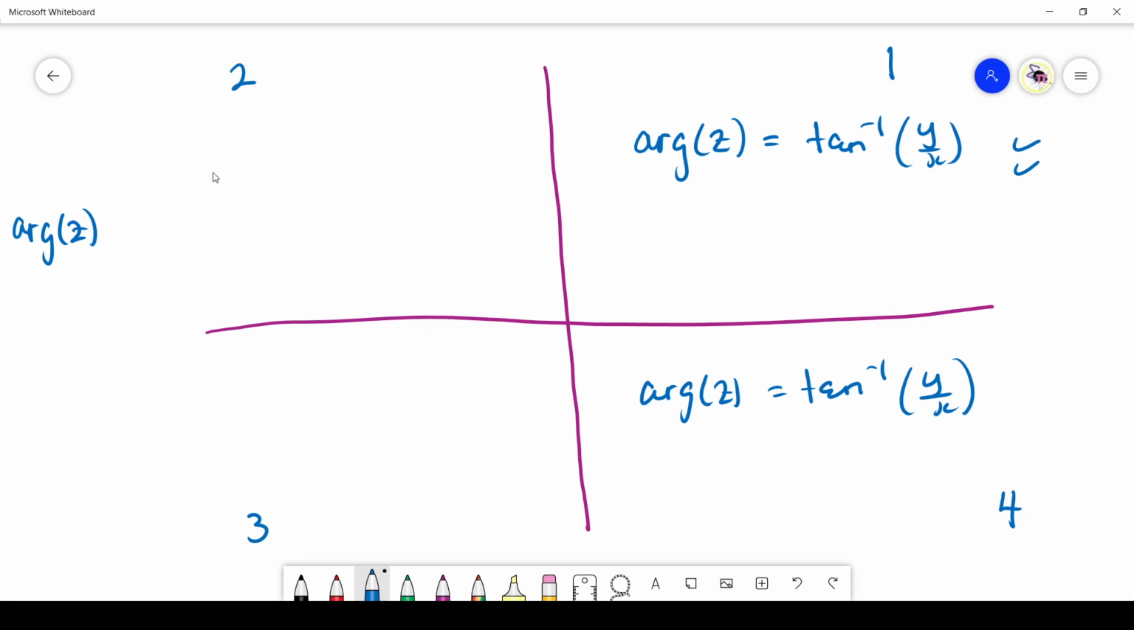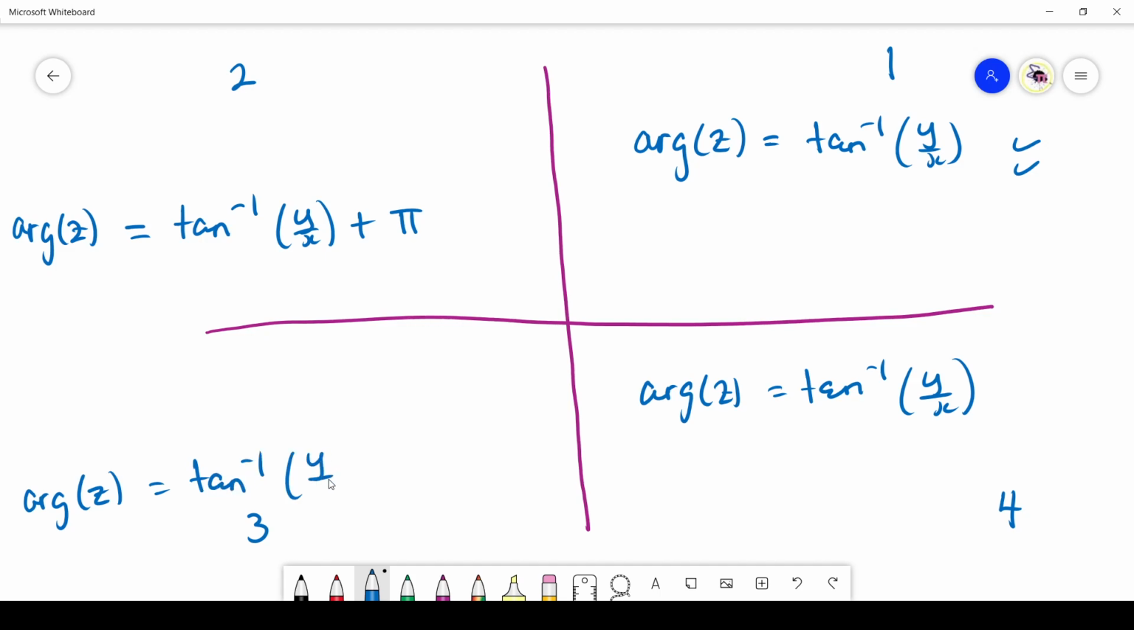But unfortunately, if your complex number lies in the second quadrant, then the formula remains the same, except there's a little bit of an extra. You have to add pi to your final answer. I'll explain why in just a second. If you're finding it in the third quadrant, you're going to have to subtract pi from your final answer. Let me show you why.